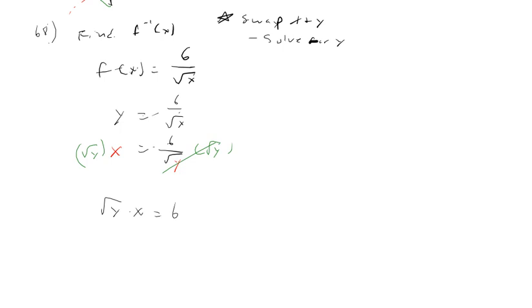Now I want to move this x to the other side. And the way I do that, it's multiplying, so I cancel it by dividing by x. Dividing by x cancels my x. So I've got square root y equals 6 over x.